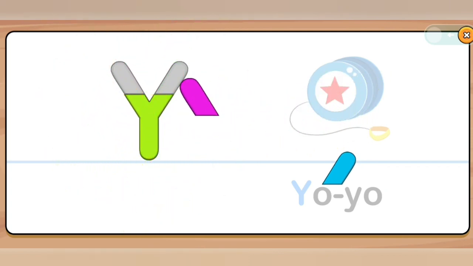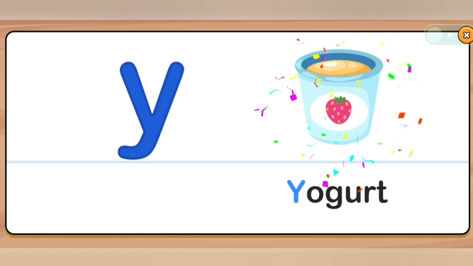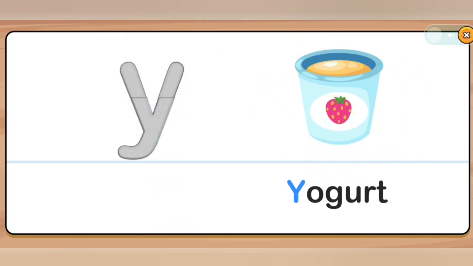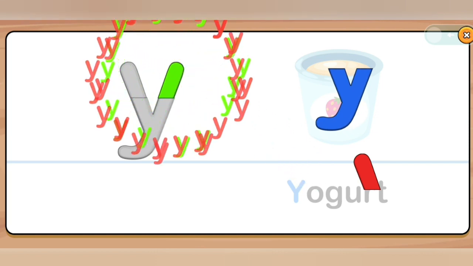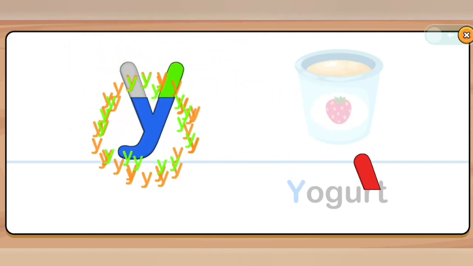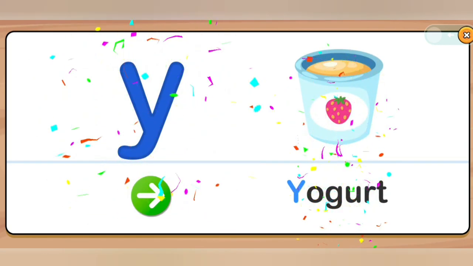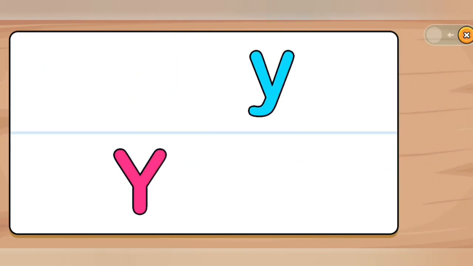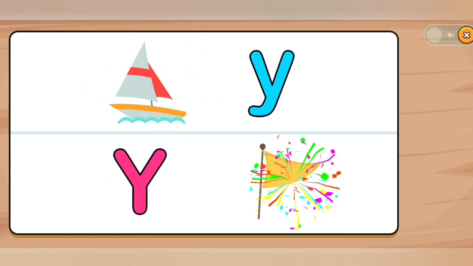Great. Great. Good one. Y is for yogurt. Well done. Smart. Nice. Y is for yacht and for yellow.